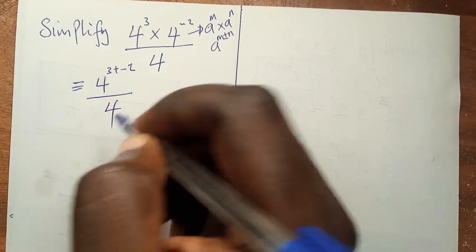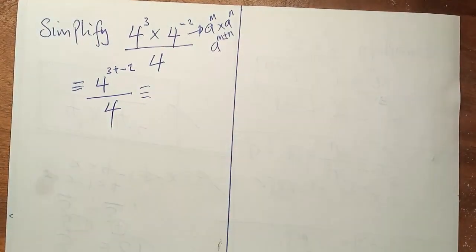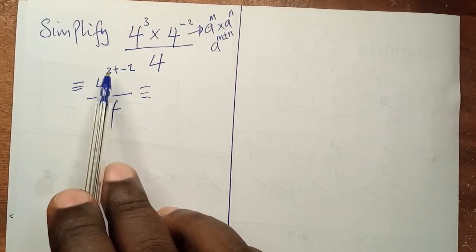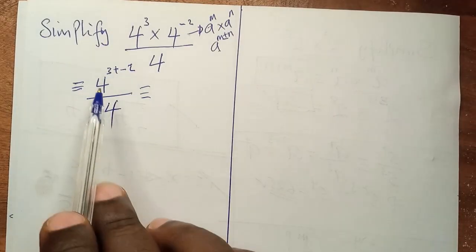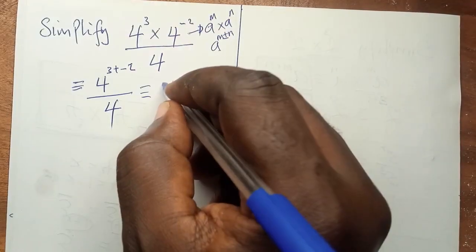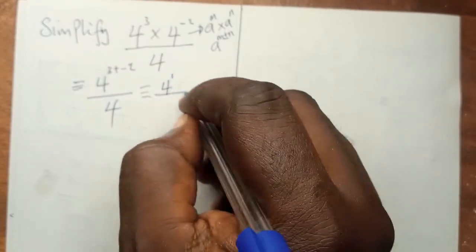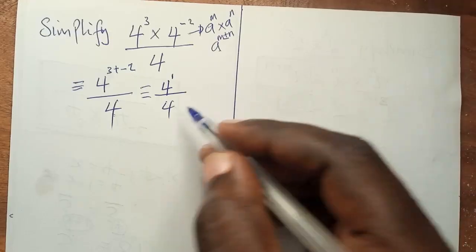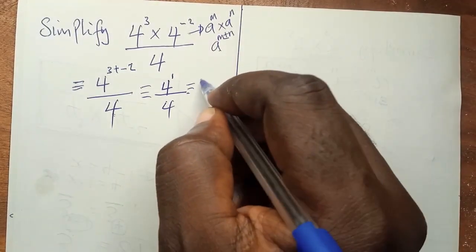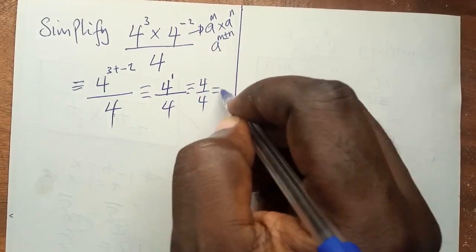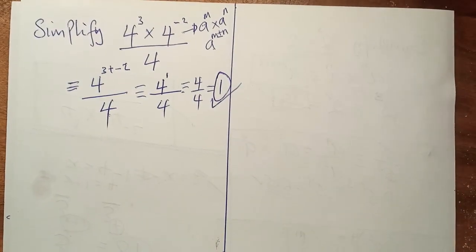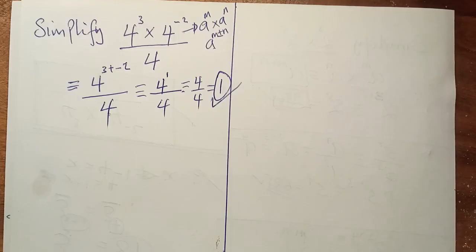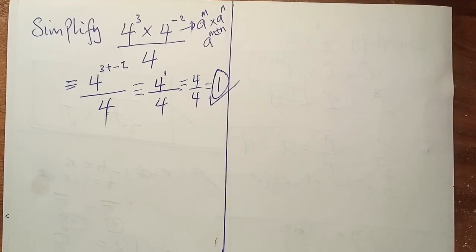If we express this, 3 plus minus 2 means 3 minus 2, which is 1. Therefore, 4 raised to the power 1 divided by this 4 again is the same as 4 divided by 4, which is equal to 1. So the expression is very easy but looks cumbersome. But using the law of indices and expressing it, we have it very easily.